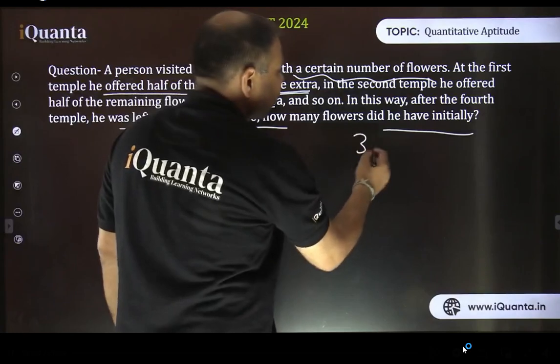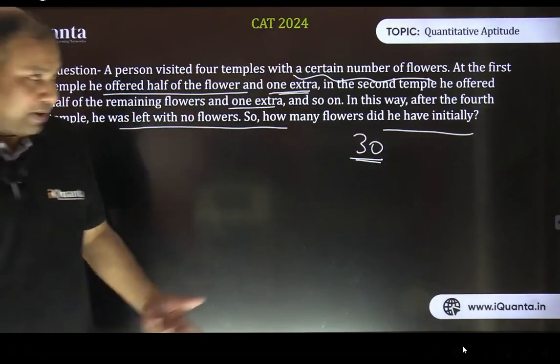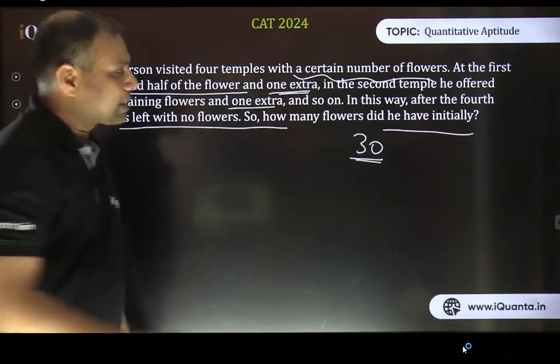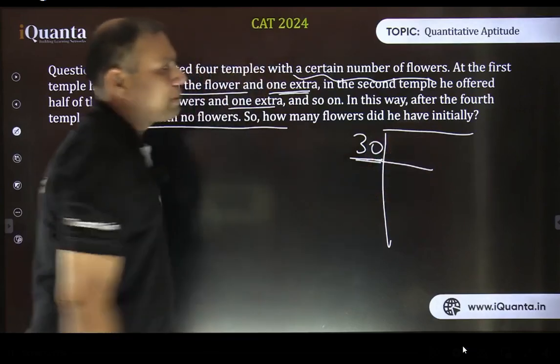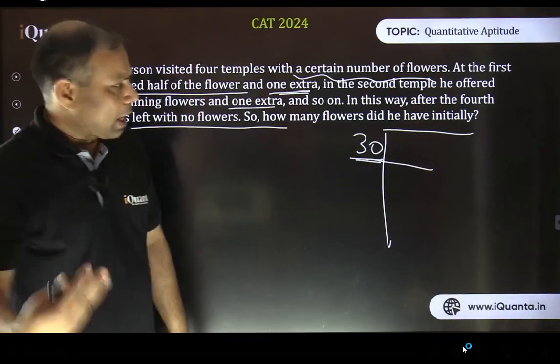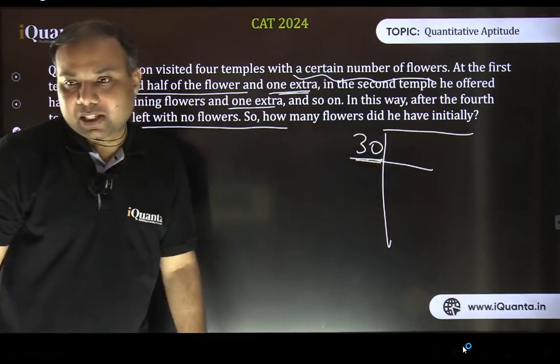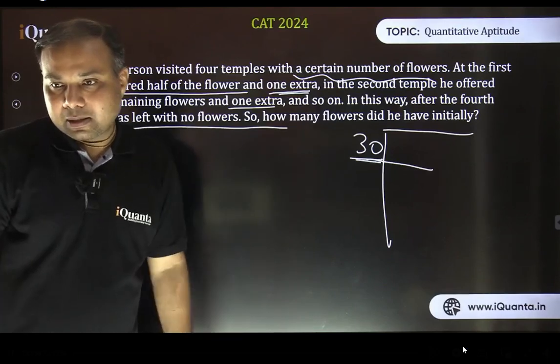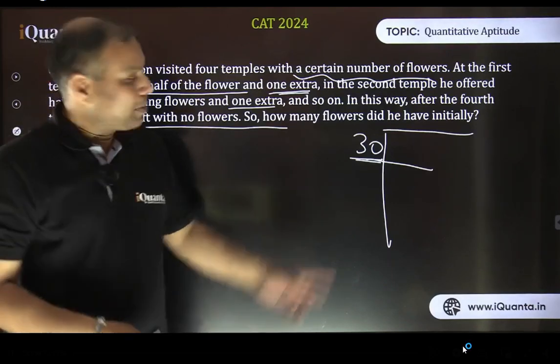So if 30 is the total number of flowers, I'm now verifying the answer. If it is right, I don't know. So if 30 is the total number of flowers, then how many flowers have been offered in the first temple? You are just verifying, please fast. How many flowers have been offered in the first temple?